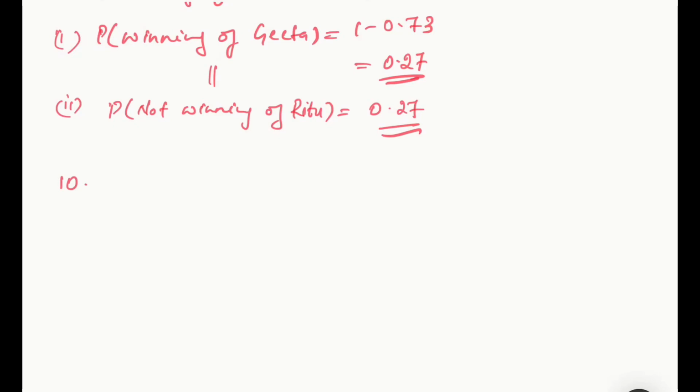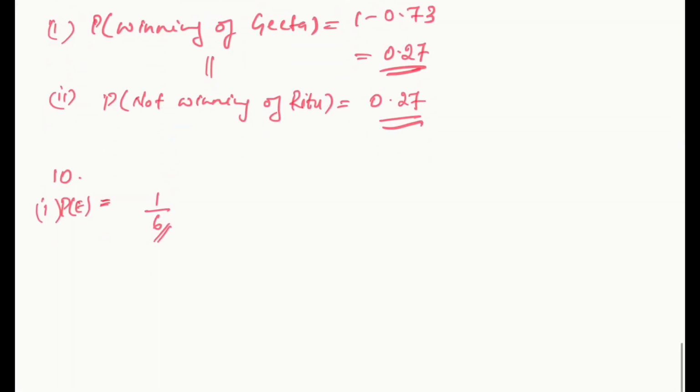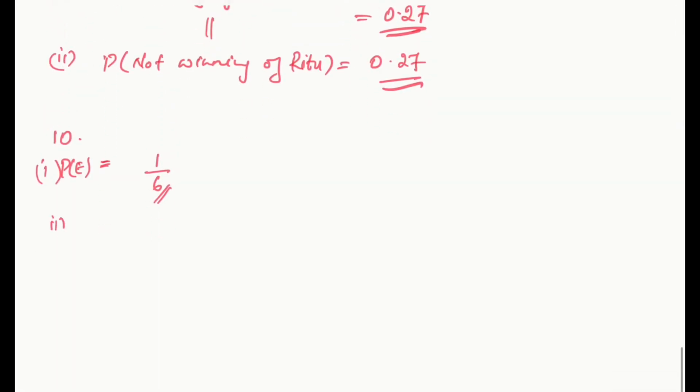So now let me do the 10th question. In a single throw of a dice, find the probability of getting 5. Getting 5 will be equal to, how many 5s are there? 1. So 1 by 6. P of E is equal to 1 by 6. Now second sub question is probability of getting 8. So can you find 8 on the dice? No. So it will be equal to 0 by 6, that's equal to 0. So it's an impossible event.